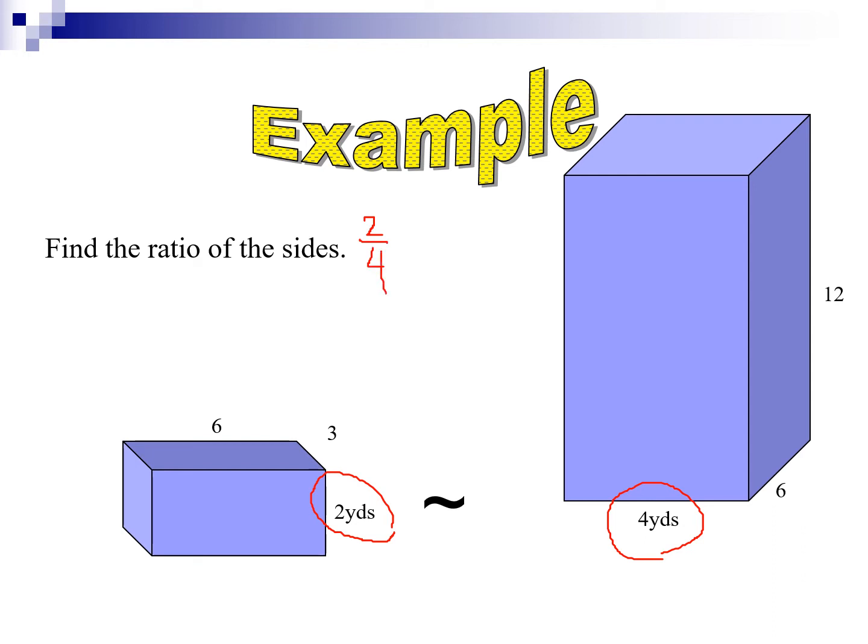Two over 4, always reduce your answer. We have 1/2. Now if you notice, I could have done it with any of the other sides as well, and it would still reduce down to 1/2. You just want to make sure that you're comparing the correct sides. Short side to short side, long side to long side.